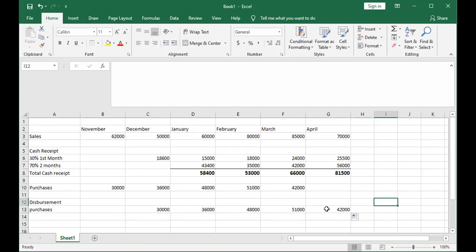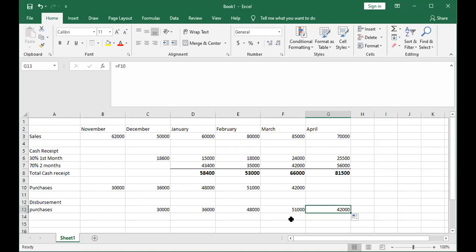So the payment for the purchases in March will be done, all the amount will be paid in April. Sometimes the purchases can also be like sales. For example, it can tell you that 40% of the purchases will be paid in the first month of the following month, and the remaining will be paid in the two following months.